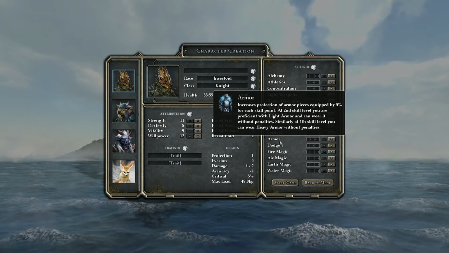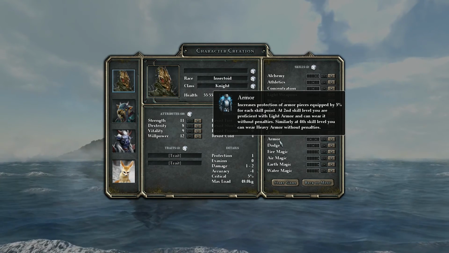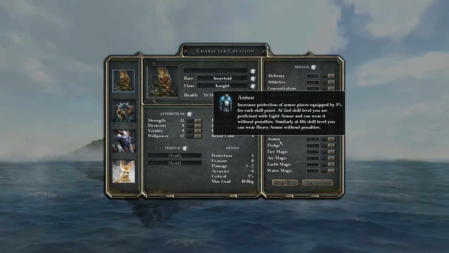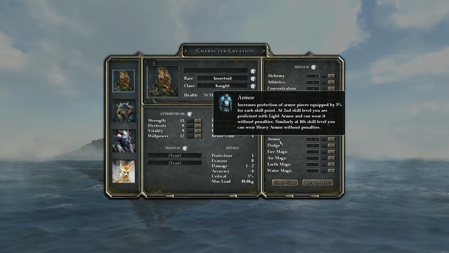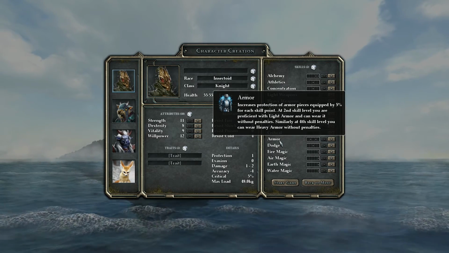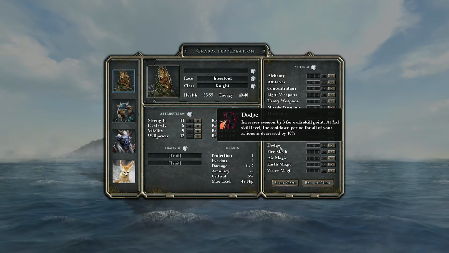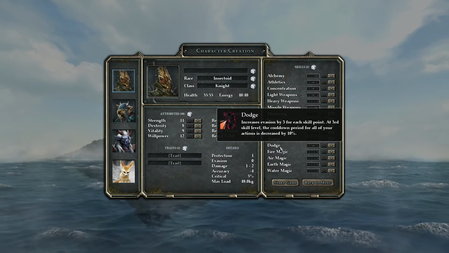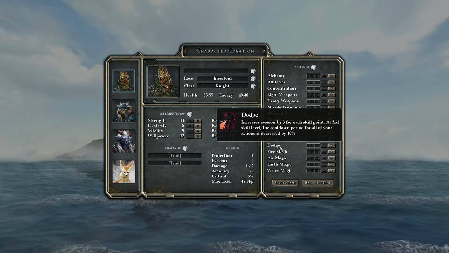Armor increases protection for armor pieces. Increases protection of armor pieces equipped by 5% for each skill point. At 2nd skill level, you are proficient with light armor and can wear it without penalties. Similarly, at 4th skill level, you can wear heavy armor without penalties. Dodge increases evasion by 3 for each skill point. At 3rd skill level, the cooldown period of all of your actions is decreased by 10%.